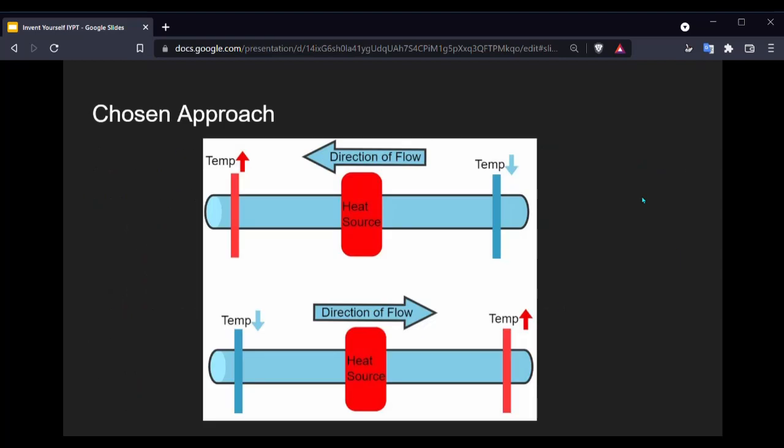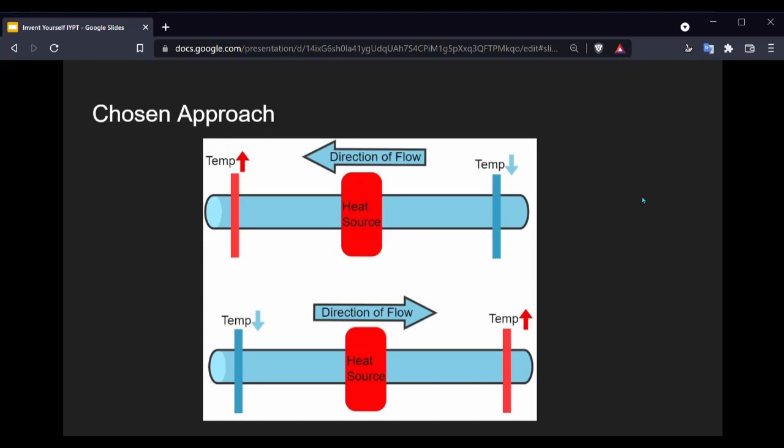So, to determine the direction of flow of a liquid in an opaque pipe, a heat source is placed near a section of the pipe, and a temperature gauge is placed on either side of the heat source. As the water passes through the heated section of the pipe, heat is transferred to the water. Depending on the direction of flow, one of the temperature gauges will pick up the heated water, determining the direction of flow.